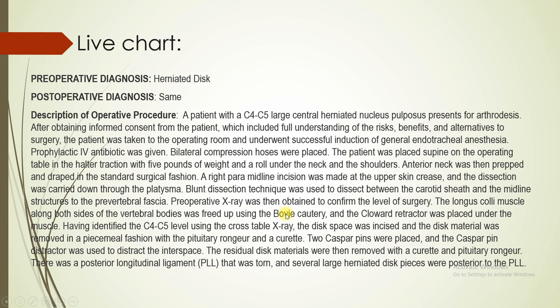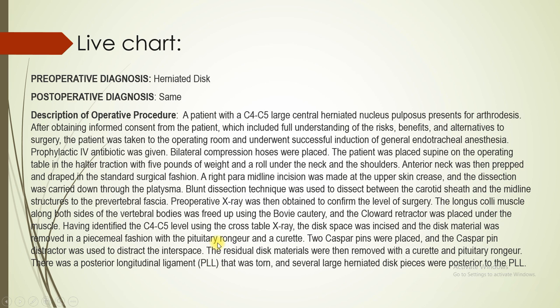After dissecting the tissues, the physician has inserted the retractor on the cervical spine. Okay. And the physician has identified the C4 to C5 cervical disc space. Okay. And here it clearly says disc material was removed in a piecemeal fashion with pituitary rongeur and curette. Okay. So this is confirmation that the physician has performed the discectomy. Okay. So discectomy means removal of the disc material. Okay. Using the rongeur and curette.